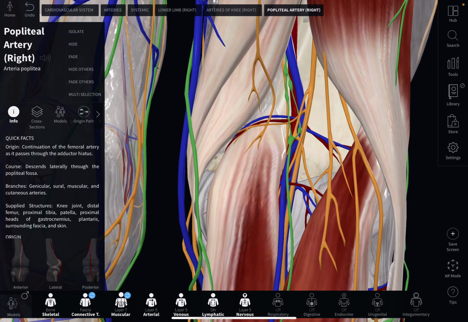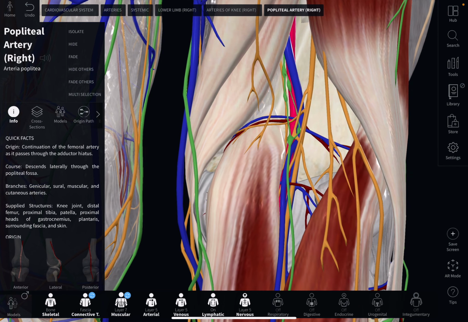The popliteal artery gives you genicular branches in the popliteal fossa, which are named as the superior lateral, superior medial, inferior lateral, inferior medial, and middle genicular arteries, which are actually going to contribute to the anastomosis around the knee joint. The popliteal artery is accompanied by the popliteal vein.